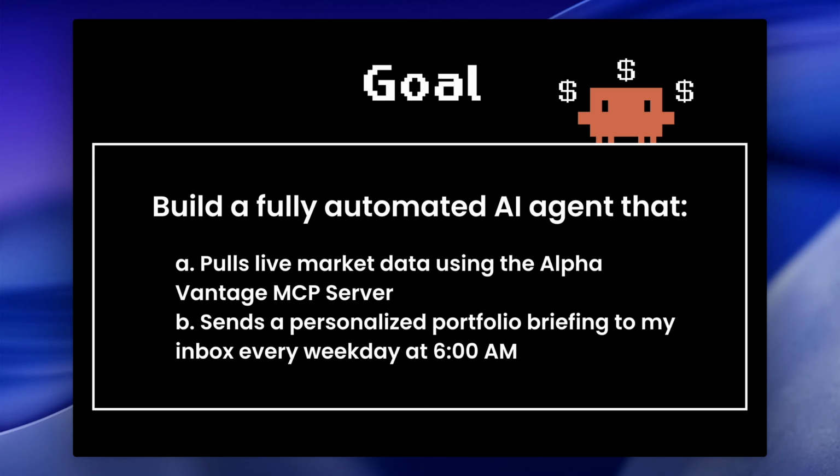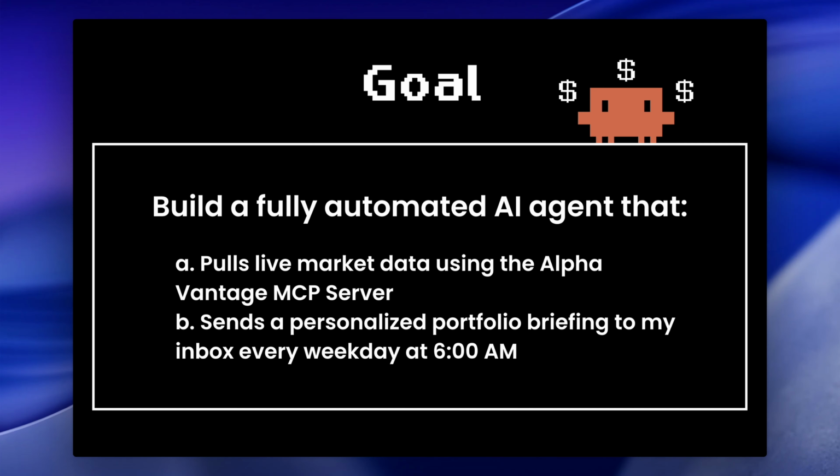AI coding agents have become advanced enough that with the right tools, you can turn any workflow idea into a fully autonomous agent in minutes. In this video, we're going to build a fully automated AI agent that pulls live market data using the Alpha Vantage MCP server, and then sends a personalized portfolio briefing to my inbox every weekday at 6 a.m. This should only take a few minutes and can be handled entirely by Claude Code.